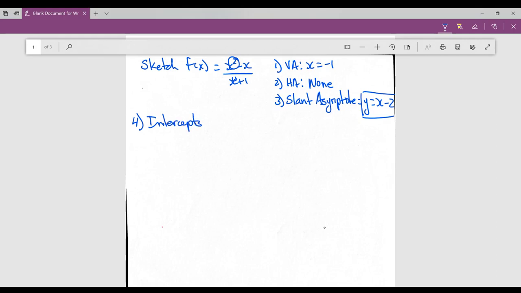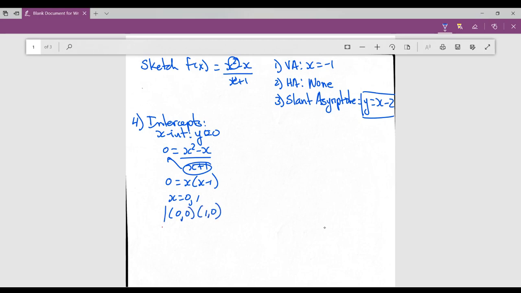X and y intercepts. So we'll do x first. This is when y is equal to 0. So if you put y = 0 into this, you get this. And if you remember from Math 12, you really only have to look at the numerator, because if this gets multiplied up there, what you would do to solve it, it disappears. So you have 0 = x² - x. We're going to factor out an x. We get x = 0 and 1, which means our x-intercepts are (0, 0) and (1, 0).